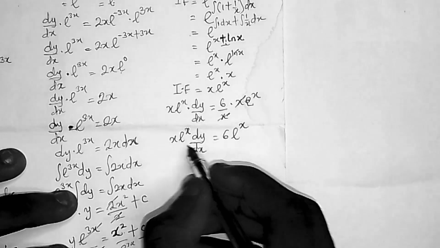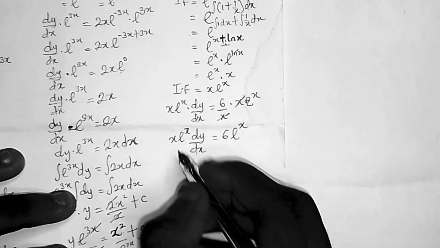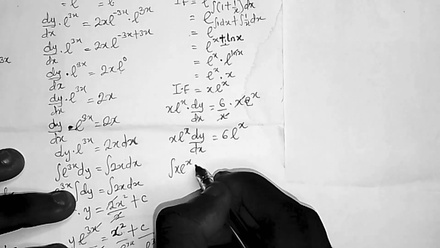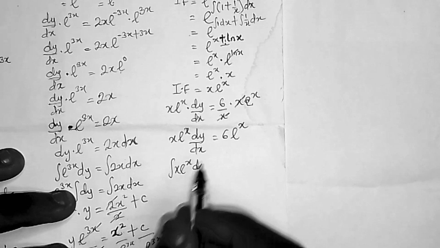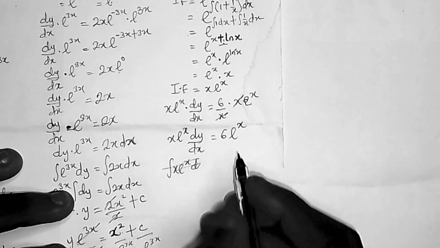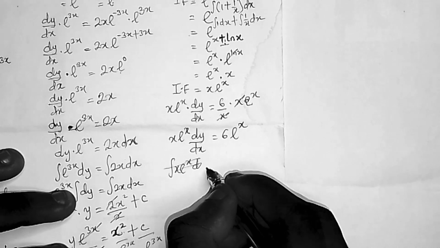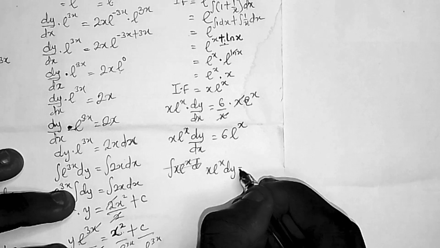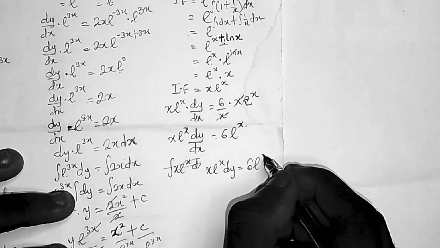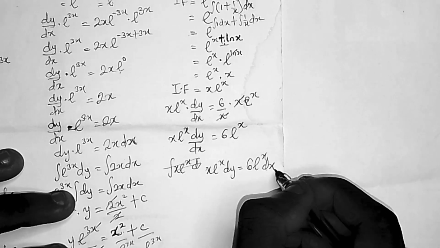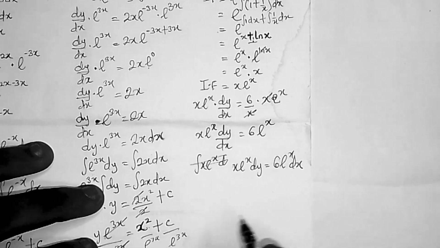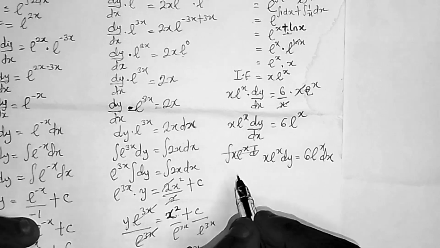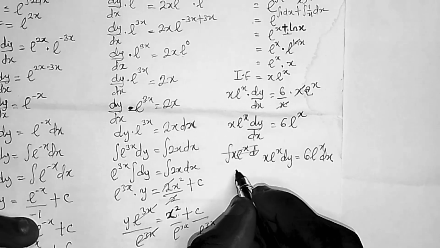So what's the next thing to do? Integrate both sides. If you integrate both sides, you are going to have integral x exponential x. No, sorry, before integrating both sides, I have to cross multiply. Sorry about that. Cross multiply first. You are going to have x exponential x dy equal to 6 exponential x dx. Are you seeing that now? This is what you are going to have. So after that, the next thing will now be integrating both sides.